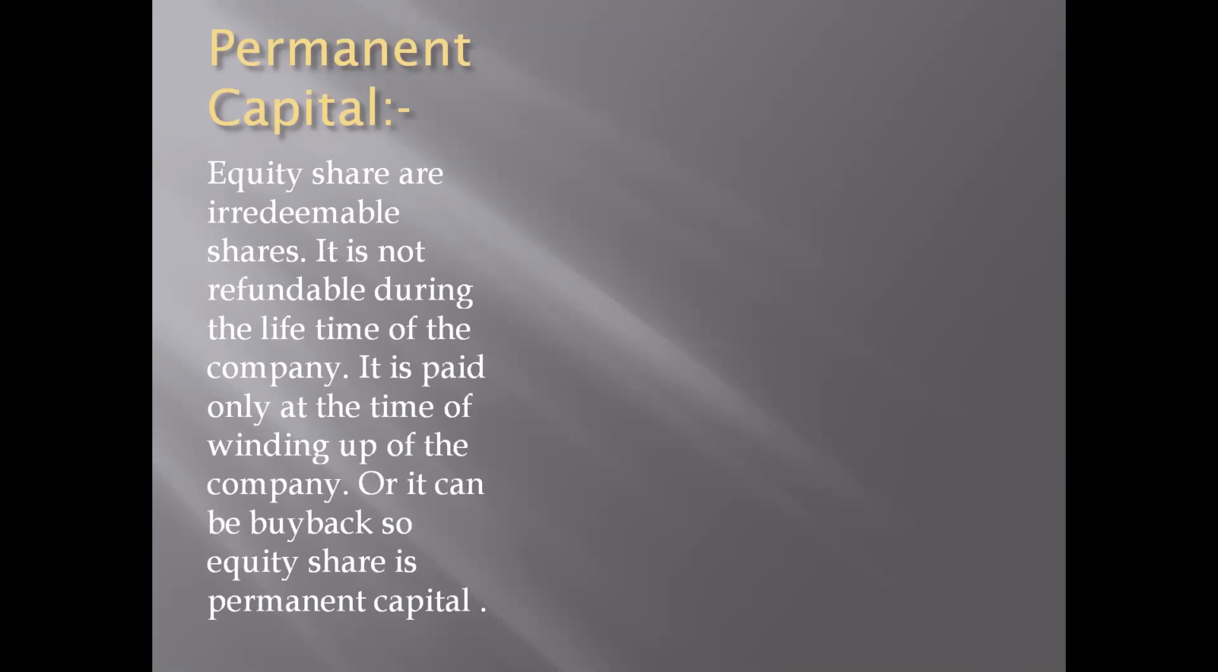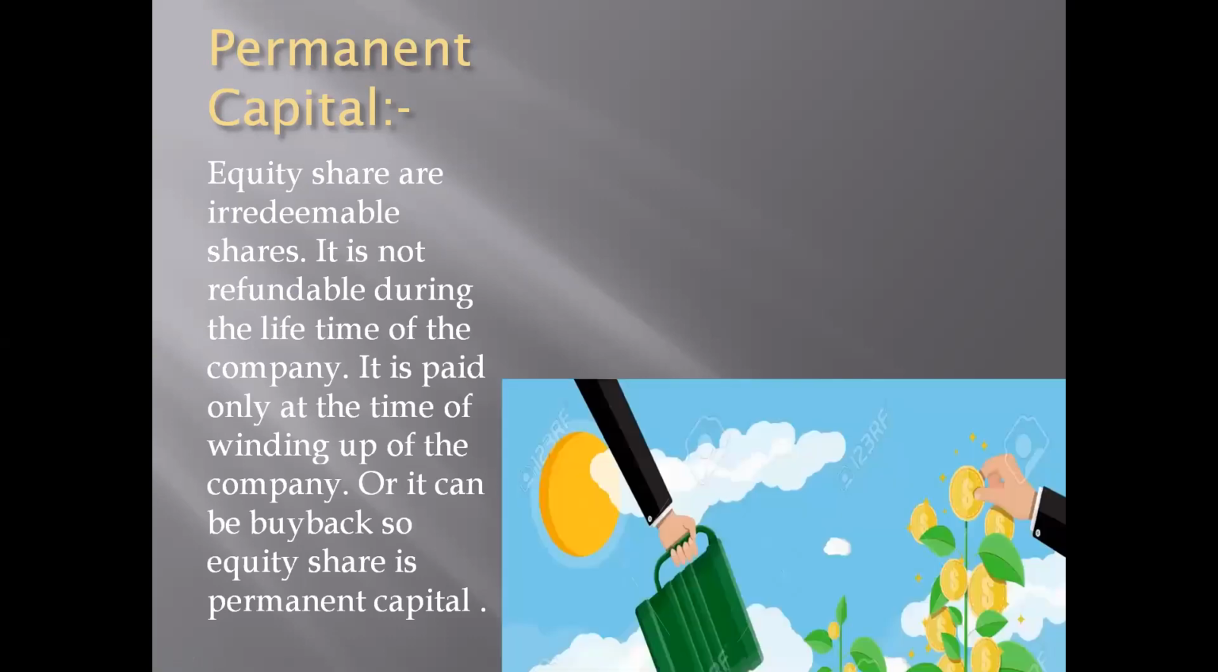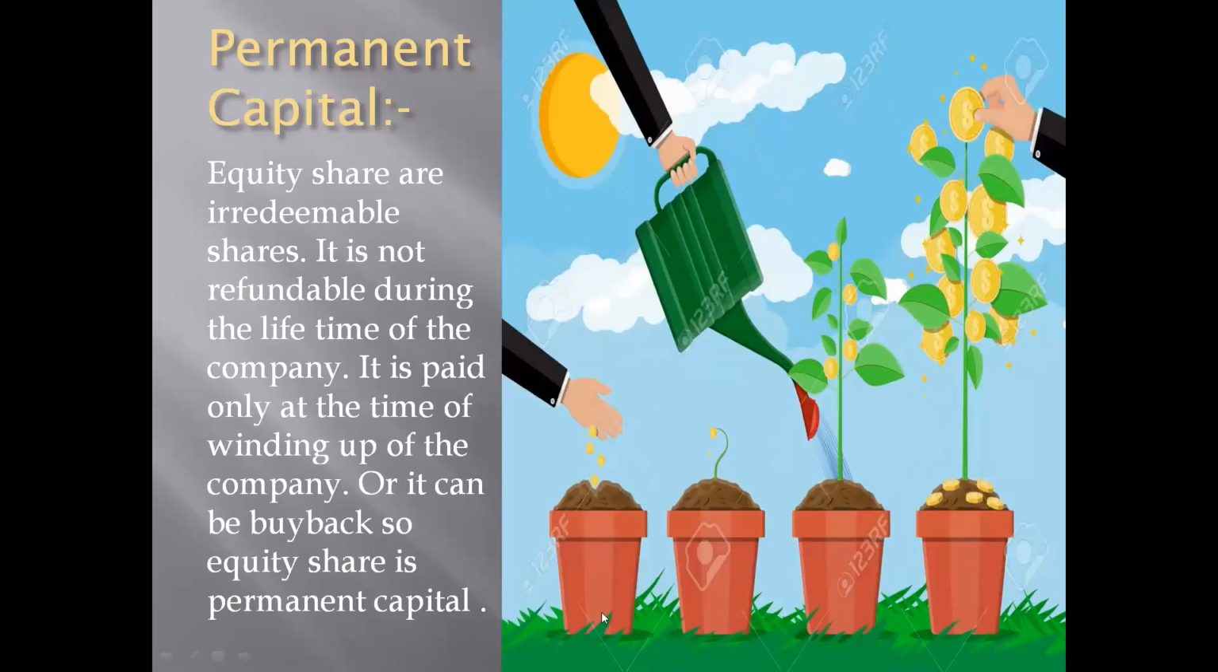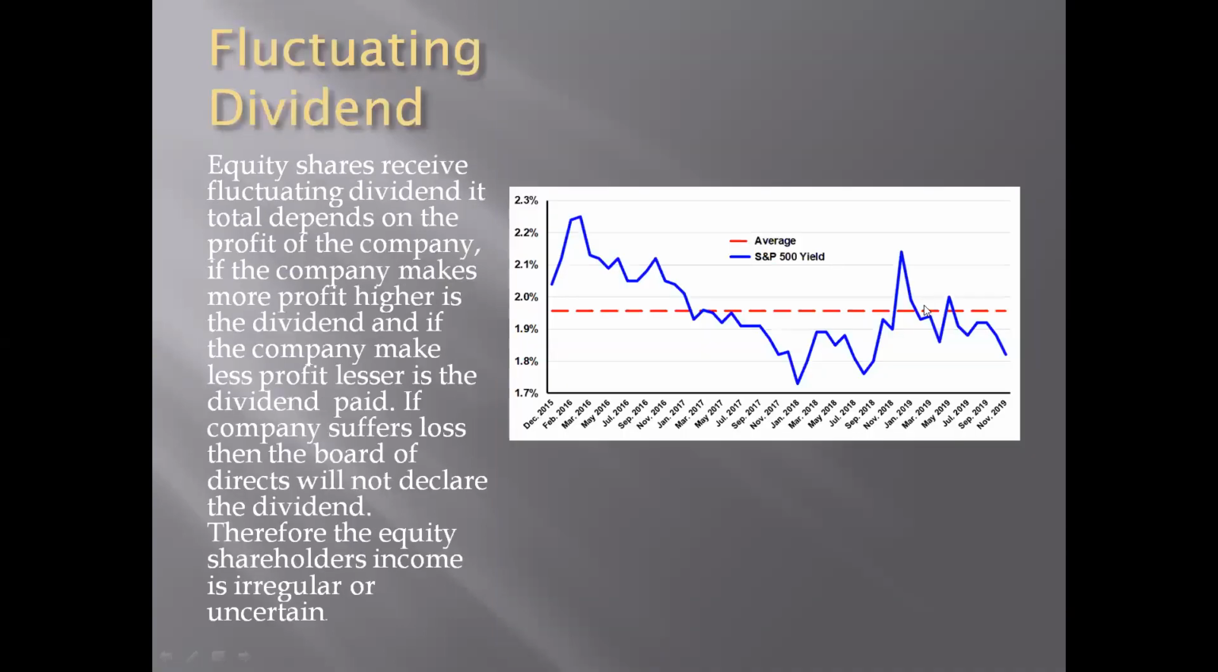What do you mean by winding up of the company? To stop the business. Yes, to stop the business. When the company stops the business, at that time only these people are given. Now you can see this here. In this picture, we can see the capital is growing and growing and growing. Correct? So this is permanent capital. It is never changing.